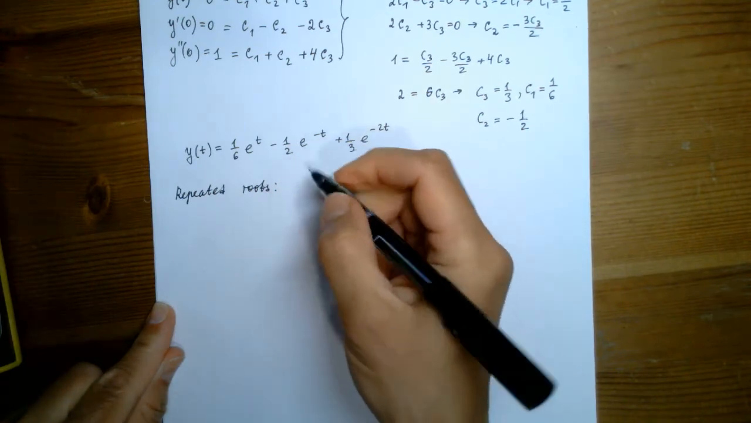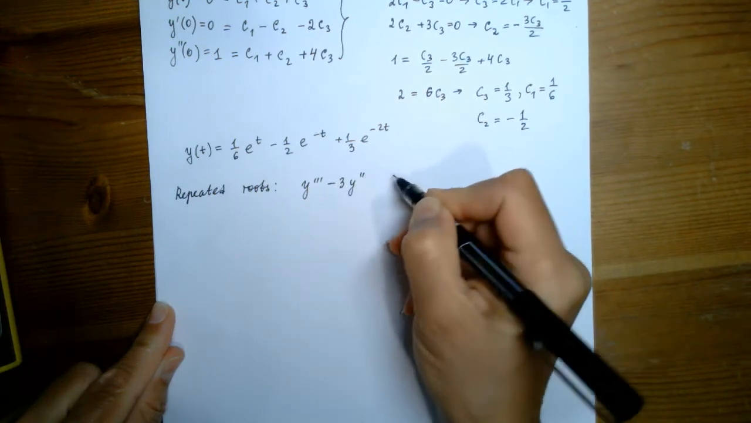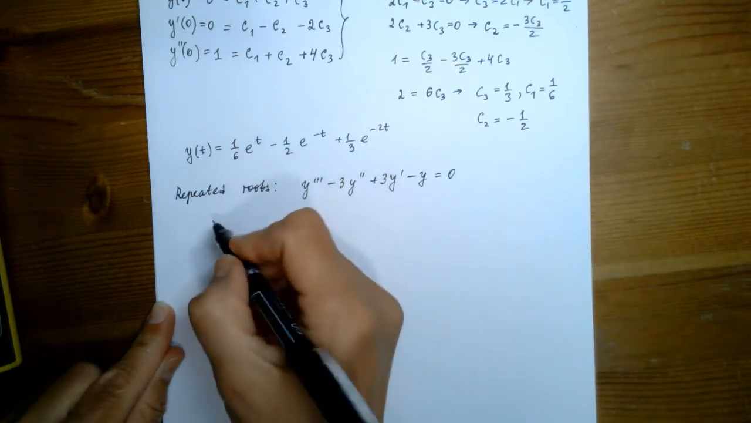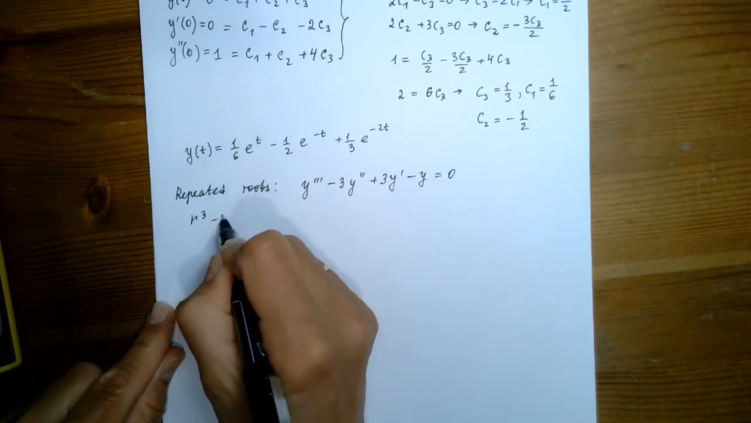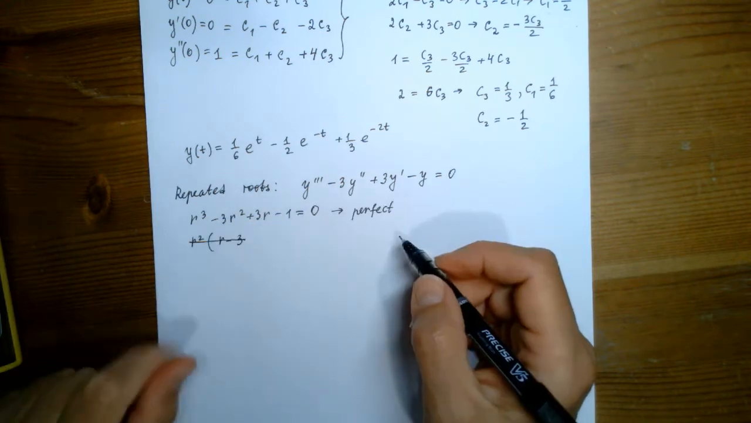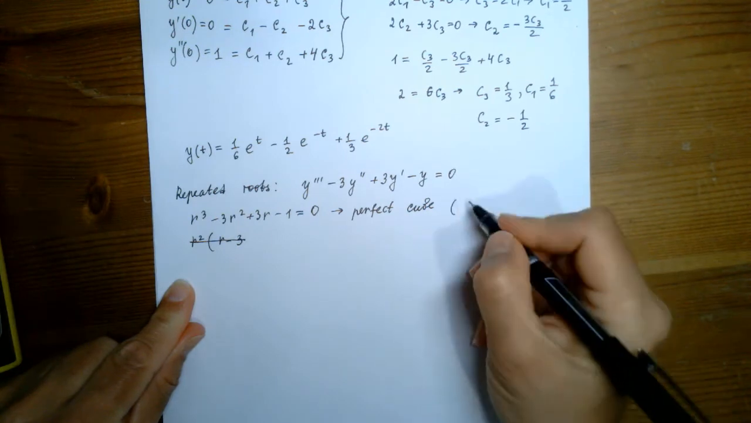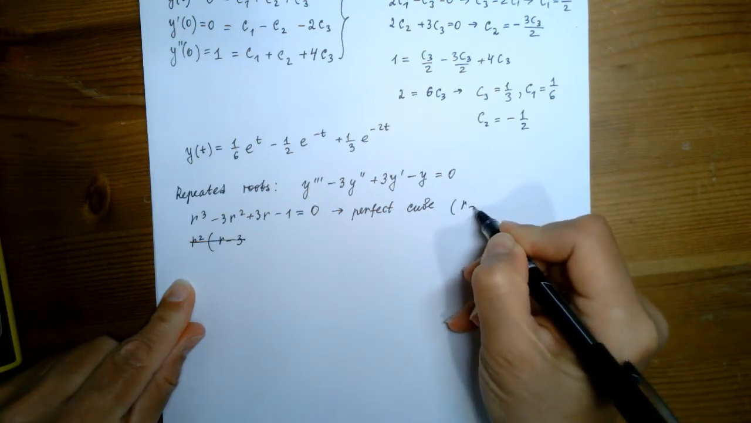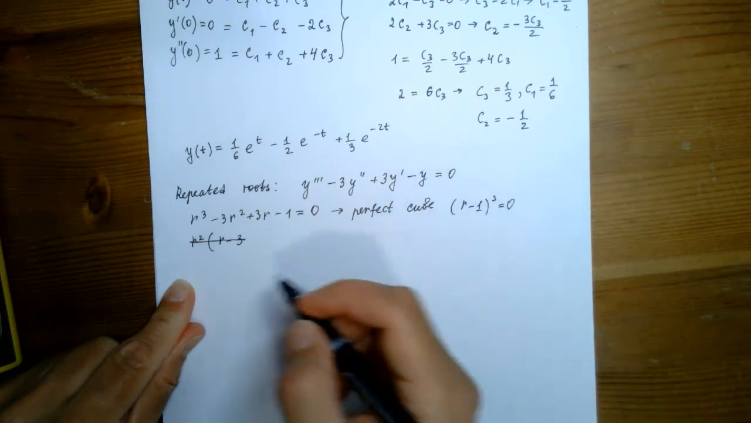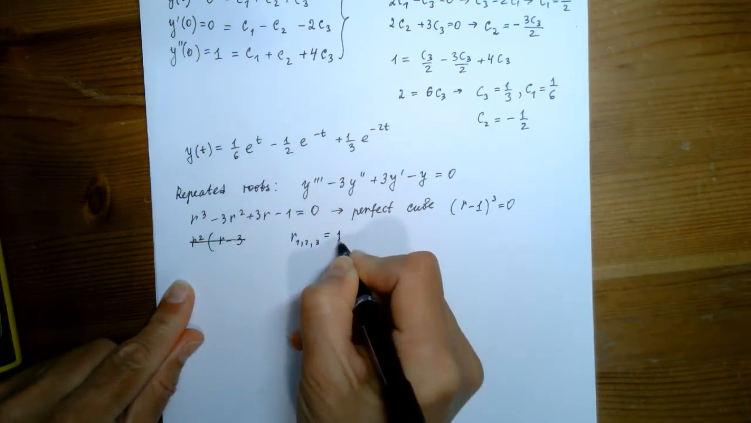Repeated roots. Third derivative minus 3, second derivative plus 3, first derivative minus y equals 0. Characteristic equation is going to be r cubed minus 3r squared plus 3r minus 1 equals 0. Okay, we have a perfect cube, which is (r minus 1) cubed equals 0, which gives me actually 3 roots equal to 1. So r1, r2, and r3 are equal to 1.